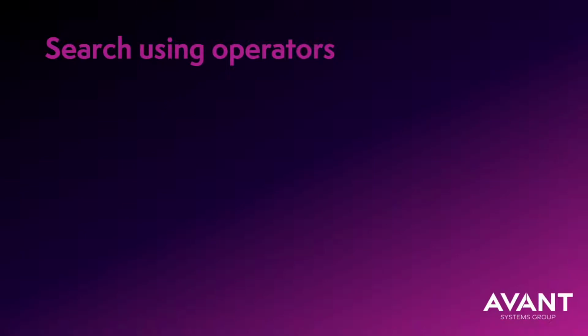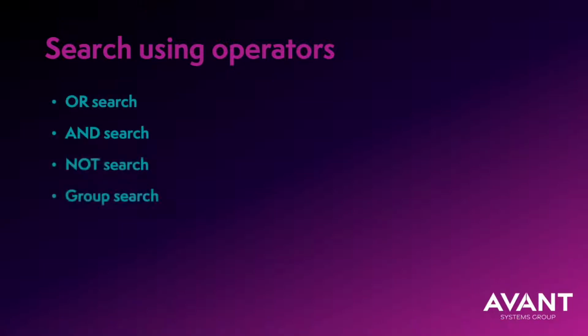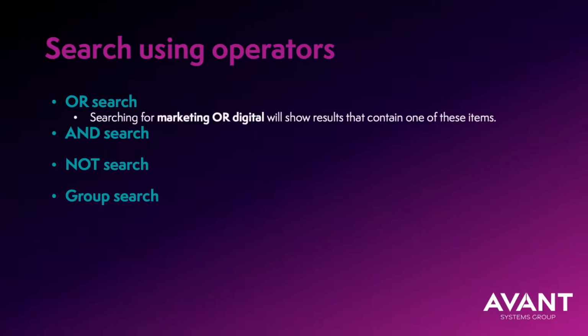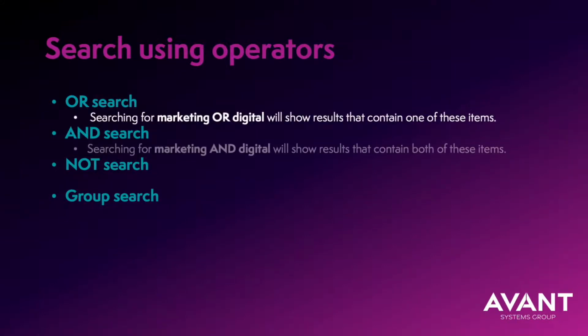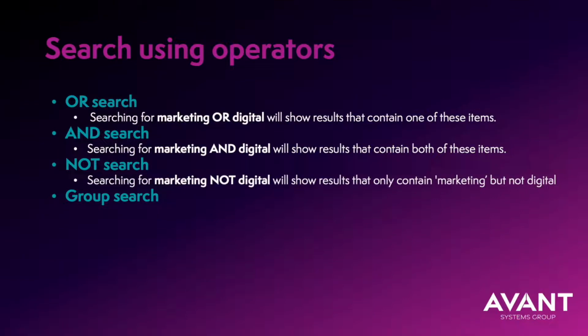If you're not sure of the exact phrase you're looking for, enter keywords and operators in the search field. Available operators are or, and, not, and group. For example, searching for marketing or digital will show results that contain one of these items. Searching for marketing and digital will show results that contain both of these items. Searching for marketing not digital will show results that only contain marketing but not digital.